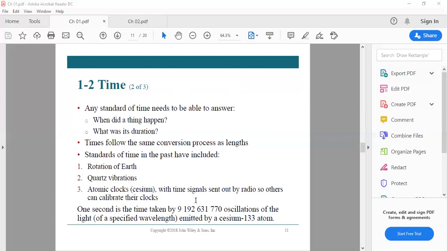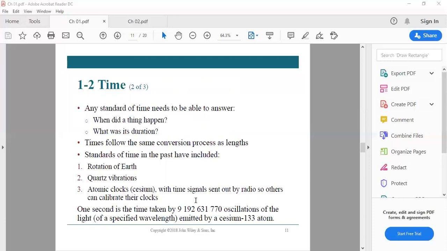Standards of time in the past have been measured with rotation of the Earth. Obviously, you see the day change to night, and so on and so forth. Quartz vibrations, you also have atomic clocks measured with cesium, with time signals sent out by radio so others can calibrate the clocks.